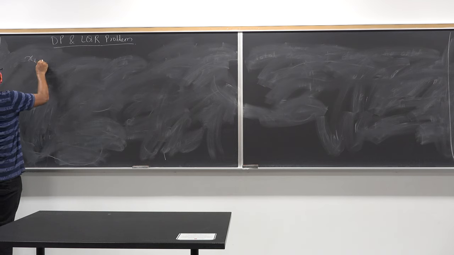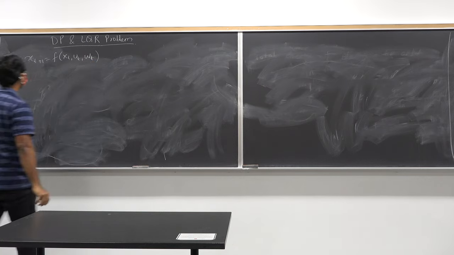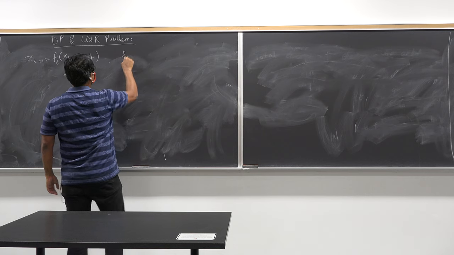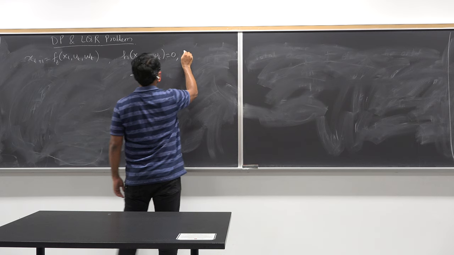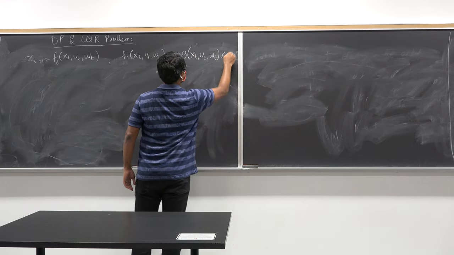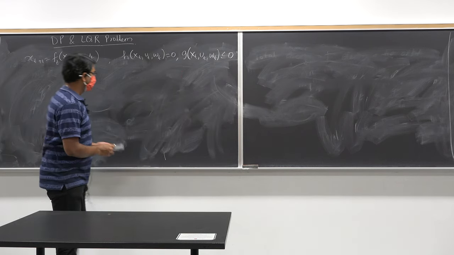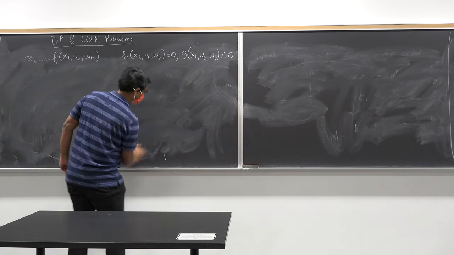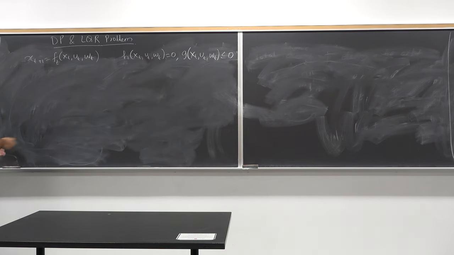So I have a system whose state transition is given by this, and I have constraints. These are my constraints, okay? Equality constraint and inequality constraint. And the way to solve this problem is as follows. How do we solve this problem?